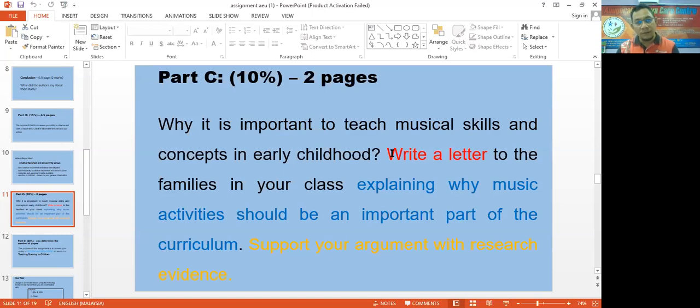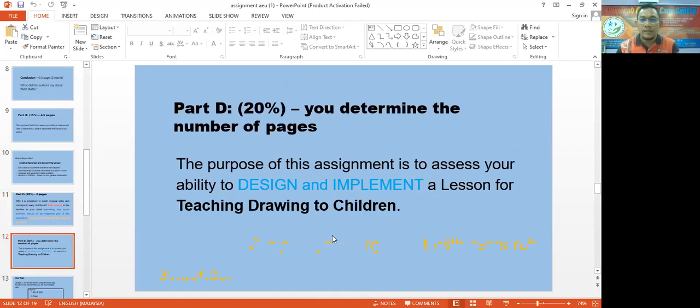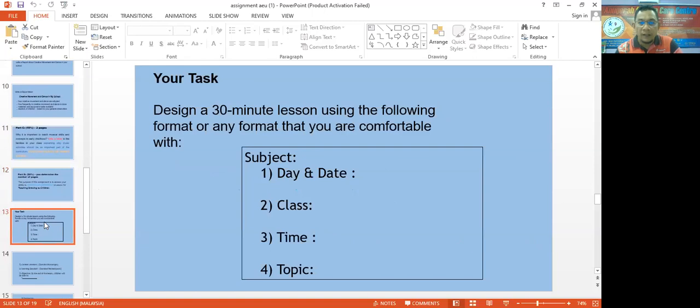Give some information to parents on why it is important, and you need to come up with supporting research evidence. Maybe you can add some of the SKP parts. Then part D is lesson notes: a lesson for teaching drawing to children. You can use any format as long as you are comfortable with it.